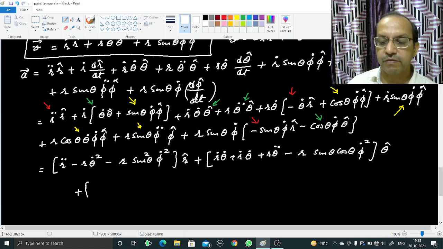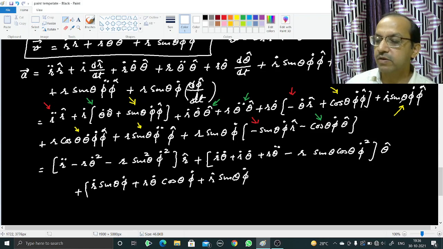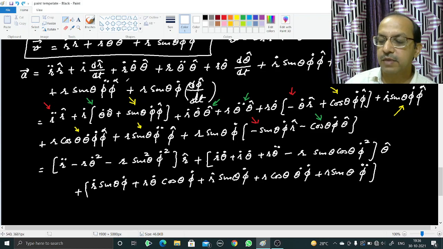It will be r dot phi dot sin theta, you can say r dot sin theta phi dot, plus r dot sin theta phi dot, plus r theta dot phi dot cos theta, and then r sin theta phi double dot, and it is actually phi cap.